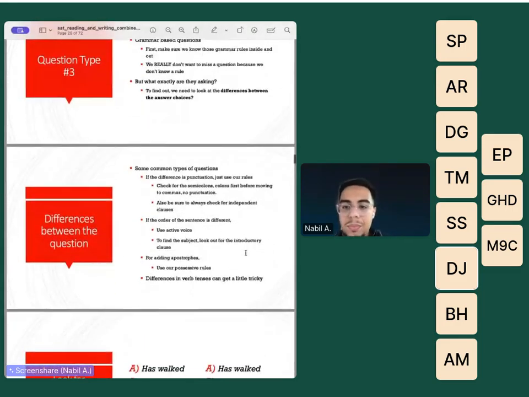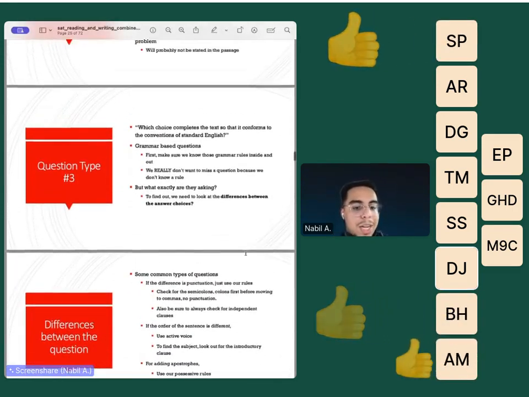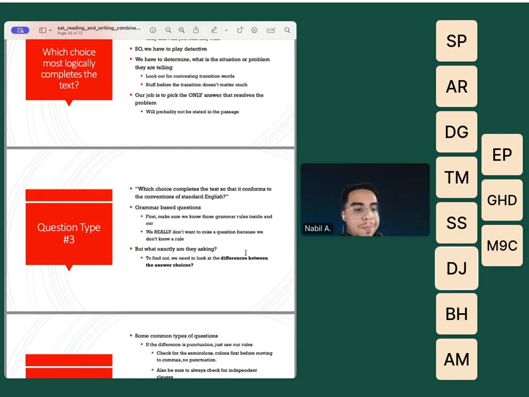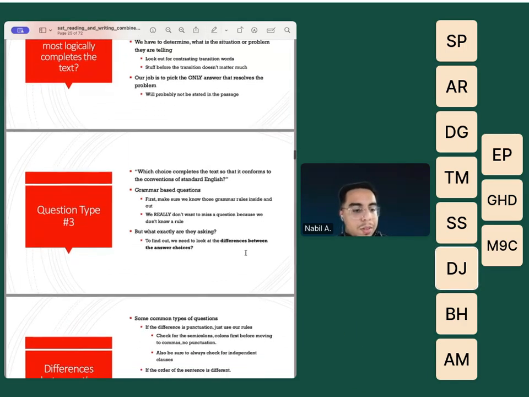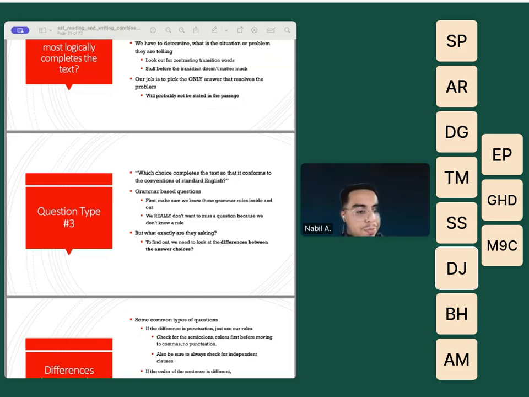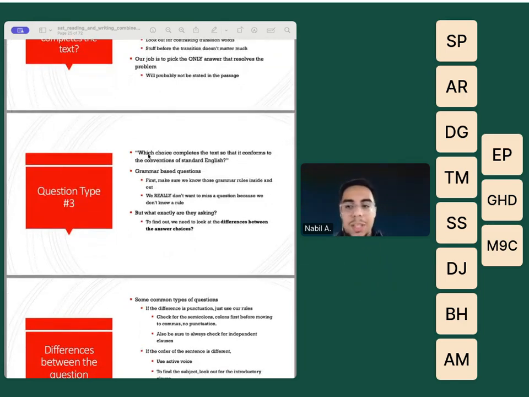All right. So usually with these grammar type questions, you see that they say something along the lines of which choice completes the text so that it conforms to the conventions of standard English. This is really just another way of saying, hey, what type of grammar rule are we going to be implementing here?